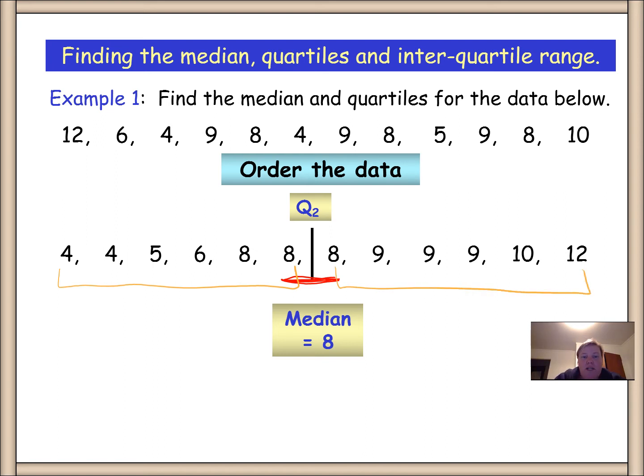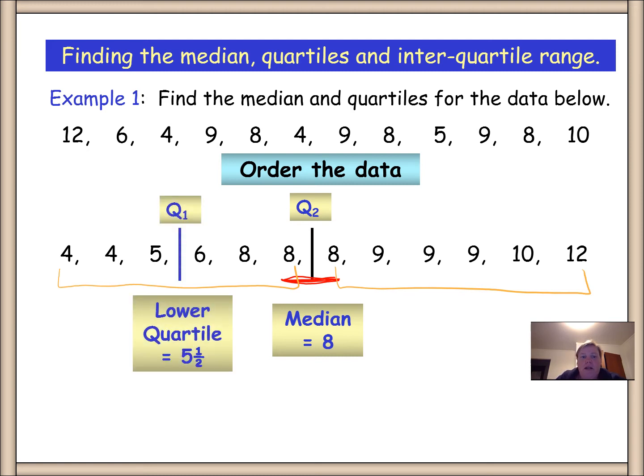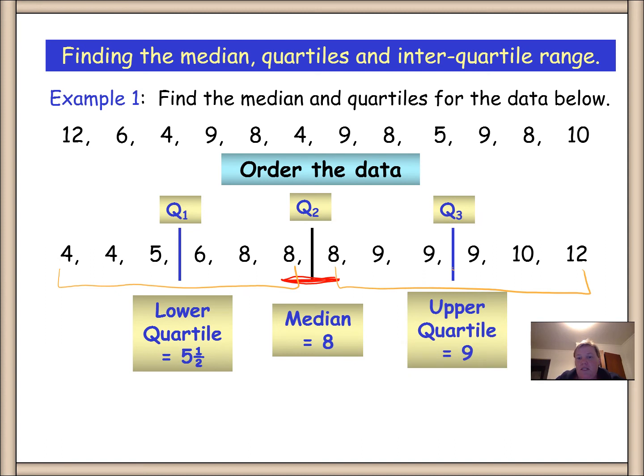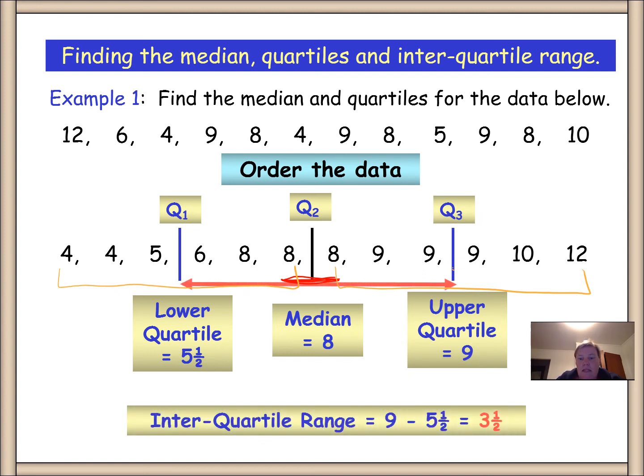If we find the middle of this lower set of data, that's what's called the lower quartile. If you take the middle of that lower set of 6 data values, it's between 5 and 6, so the lower quartile is 5.5. And if you do the same for the upper set, there are 6 pieces of data there, so the middle will be in between these two. There it is, and so that's 9. Then the interquartile range is the distance between the upper quartile and the lower quartile. So that's 3.5.